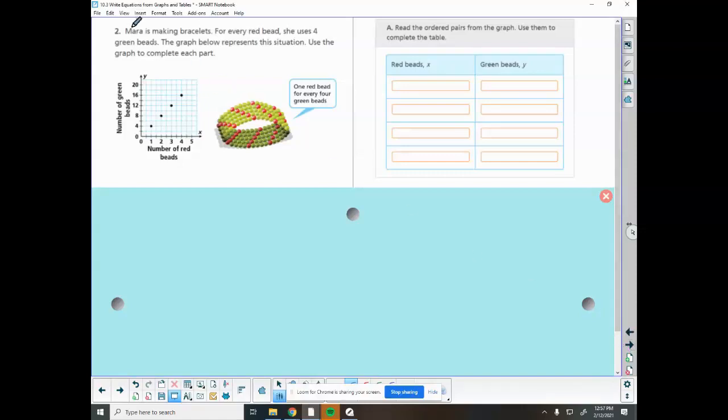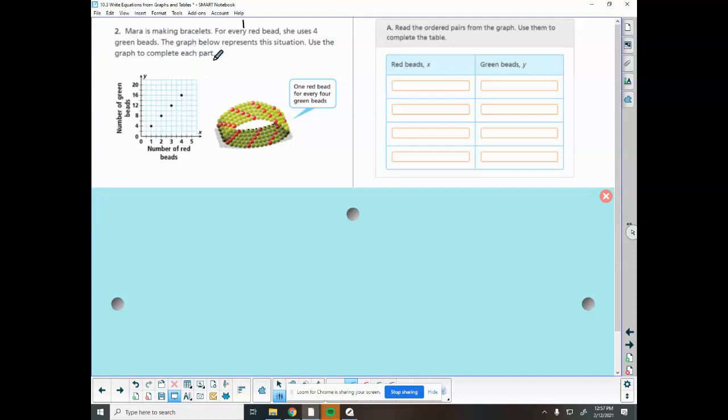Task 2 tells us that Mara is making bracelets. For every red bead, every one time she uses a red bead, she uses 4 green beads. You can kind of see that here, right? 1 red bead, and then 1, 2, 3, 4. 1 red bead, 1, 2, 3, 4 green beads. So it's following that pattern to wrap around.